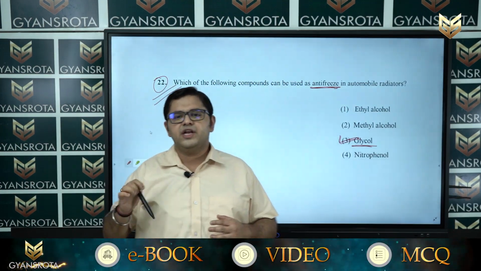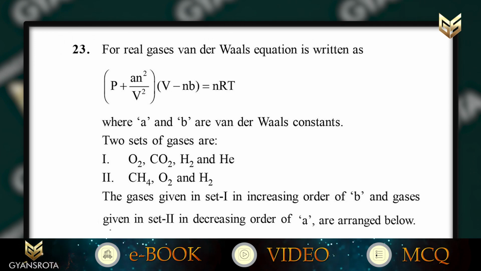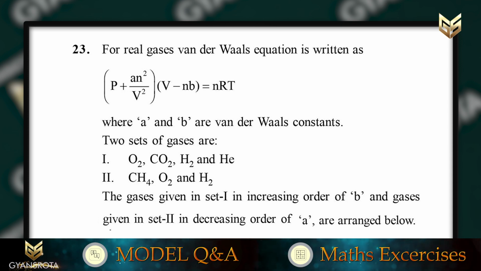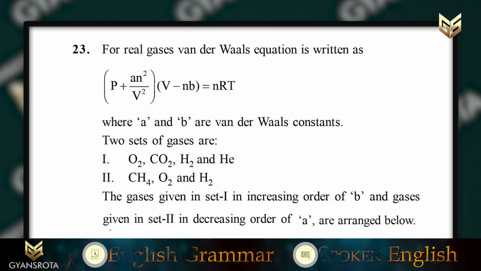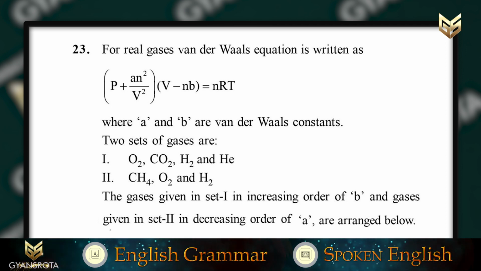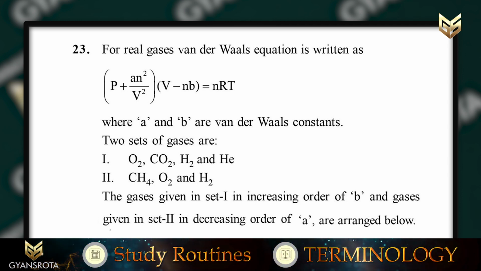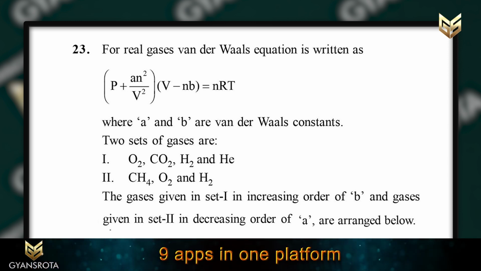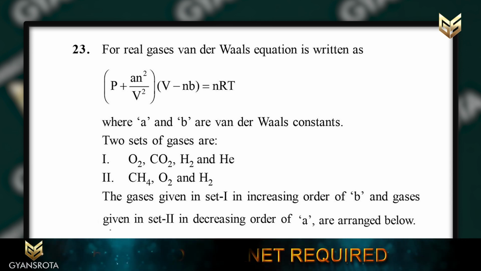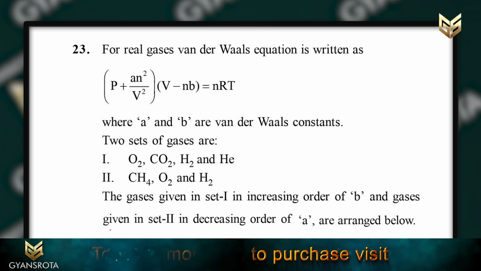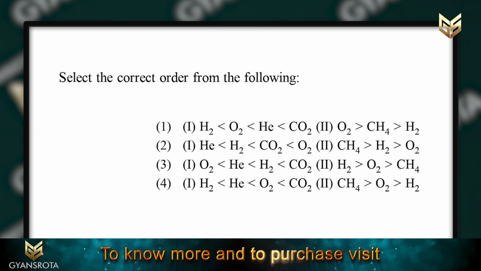So, now we are moving to the next question, that is question number 23. Question number 23 is on your screen. For a real gas, the van der Waals equation is written as (P plus A n square by V square) into (V minus nB) equal to nRT, where A and B are van der Waals constants. Two sets of gases are given: set 1 is oxygen, carbon dioxide, hydrogen and helium; set 2 is methane, oxygen and hydrogen. The gases given in set 1 in increasing order of B and gases given in set 2 in decreasing order of A are arranged below.